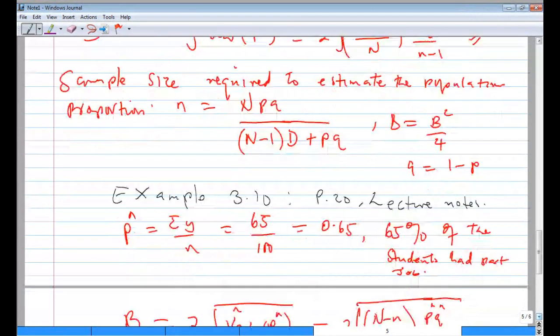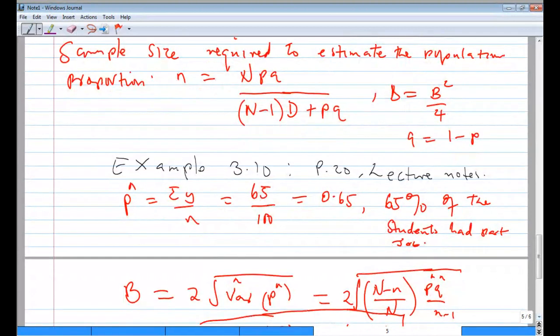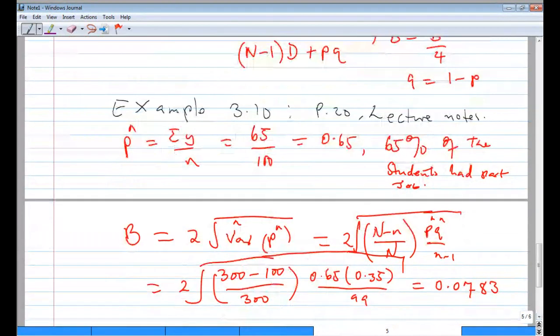But at the end of the day, we ended up calculating what? The bound. So combining the two, you can just say 65% of the students had part-time job with the bound on the error of estimation of 0.0783. Okay, thank you, sir. Okay.